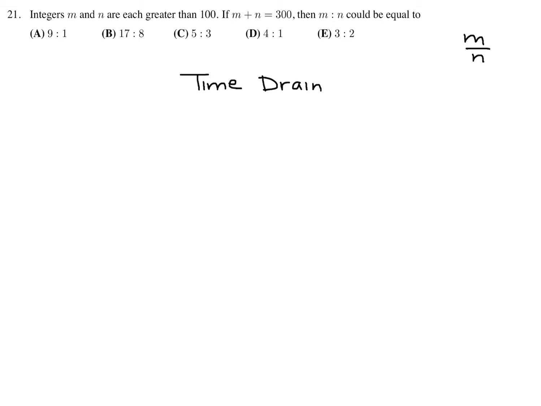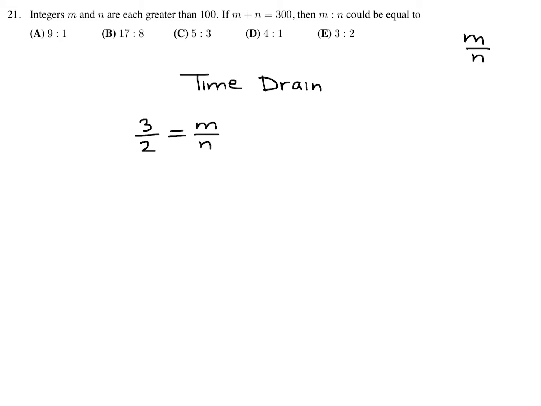The only way I can think of doing this question is to go through each answer choice individually. And I'm not going to do that because you're going to get bored. So I'm just going to show you how it's done. Let's say I think the answer is 3 over 2. Therefore, I'm saying that 3 over 2 is m over n.